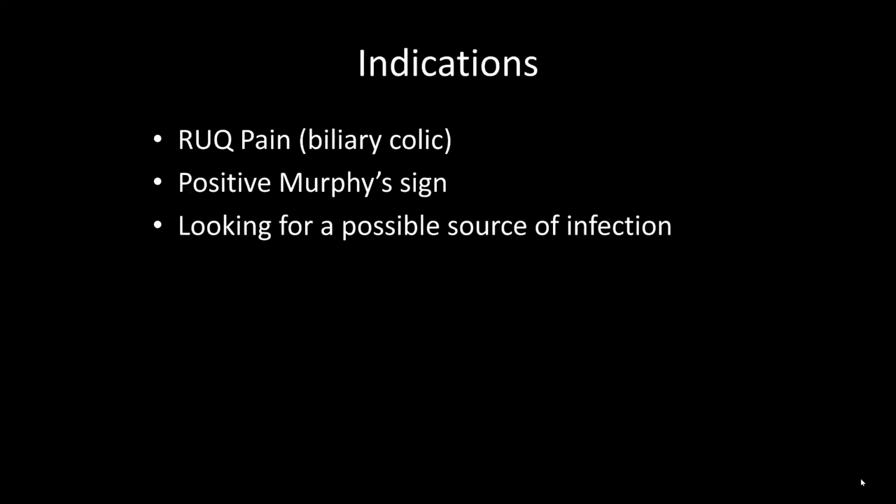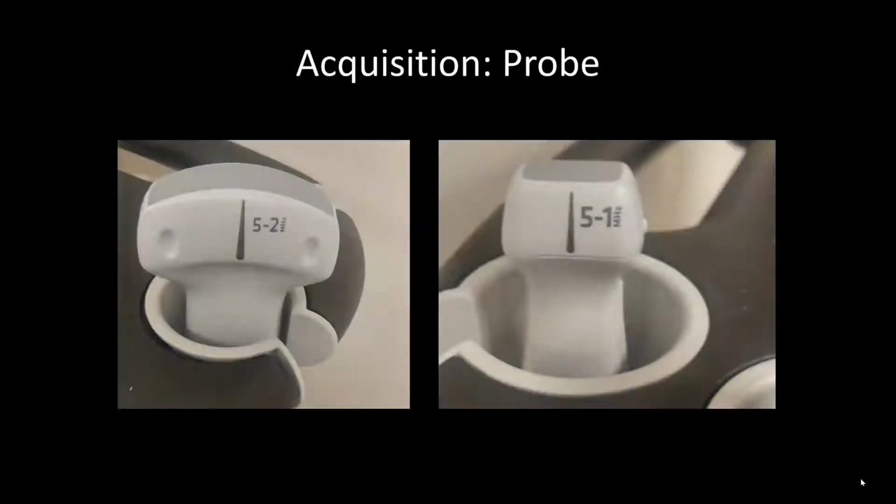For the right upper quadrant exam, the indications are pain in the right upper quadrant, abnormal LFTs, or any patient with sepsis with unidentified source. To perform this exam, both the curvilinear and phased array probe are appropriate.